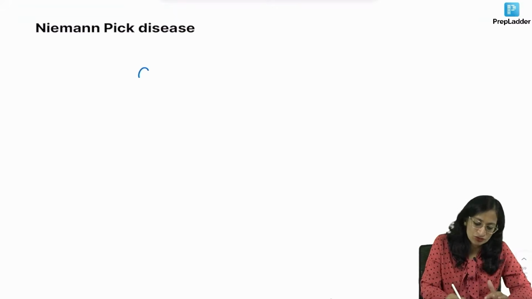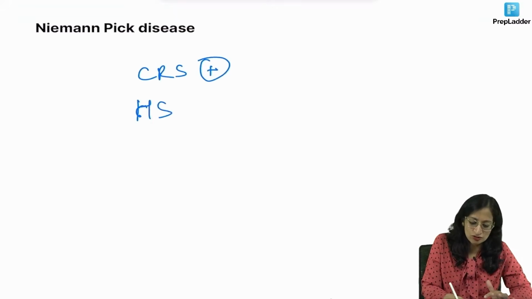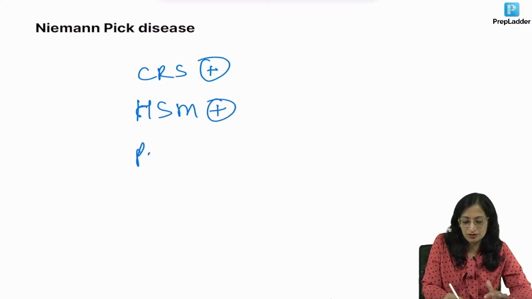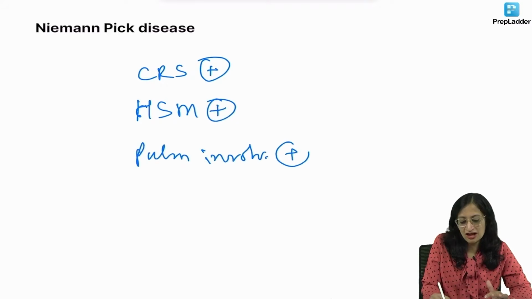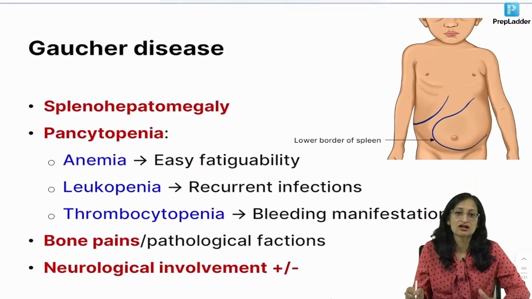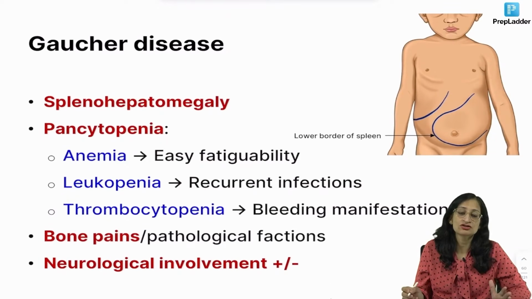In Niemann-Pick disease, you get a cherry red spot, organomegaly or hepatosplenomegaly, and pulmonary involvement. Recently, enzyme replacement therapy has become available for Niemann-Pick disease. Gaucher disease is a very, very important disorder. Enzyme replacement therapy has been available for years together.